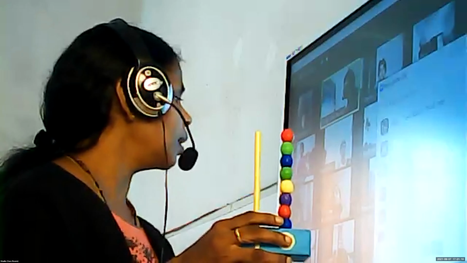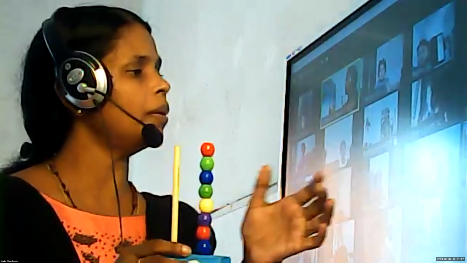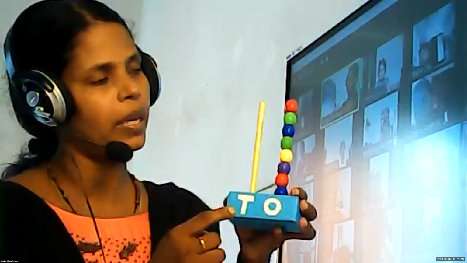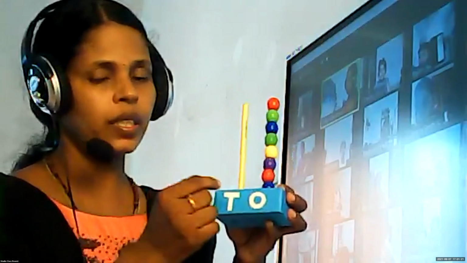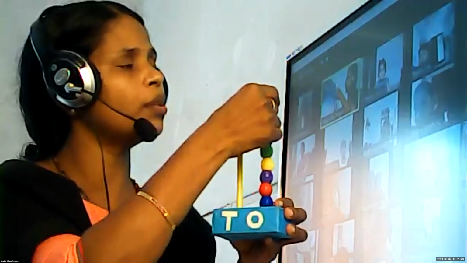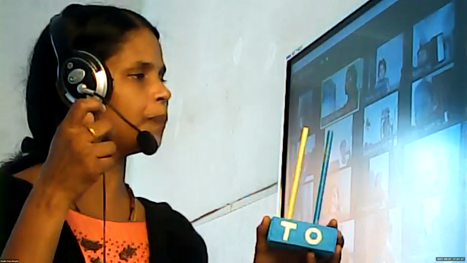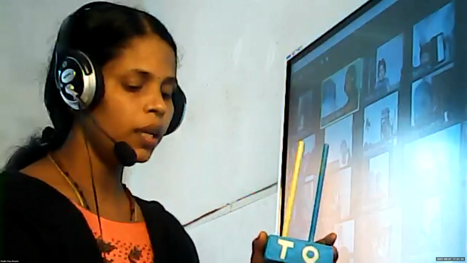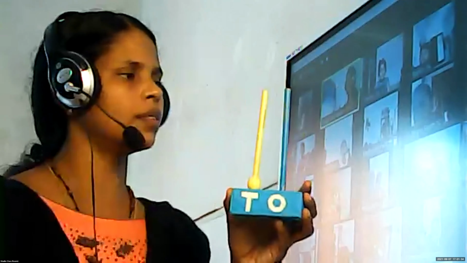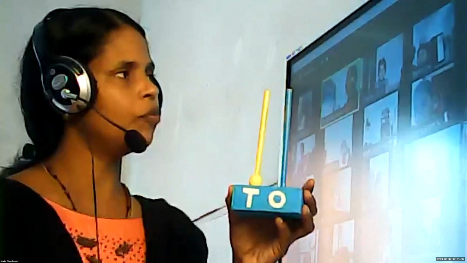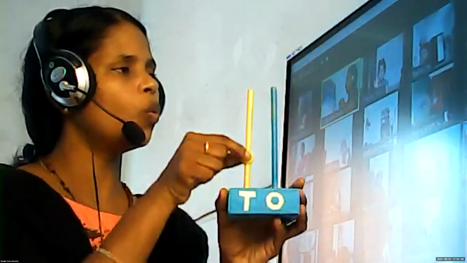I can put only 9. If I put one more, it will become 10. 10 means it's already 10 spaces there. So if I put one more on the number 9, I get 10. 10 ones together will make one ten. Now it becomes 10. So 10 ones is equal to one ten.